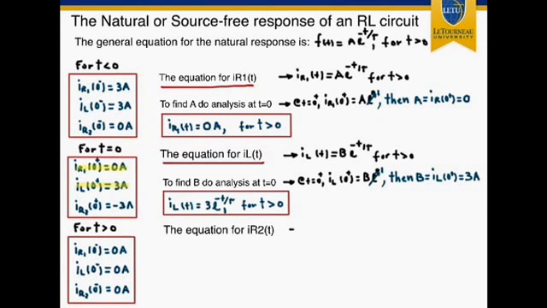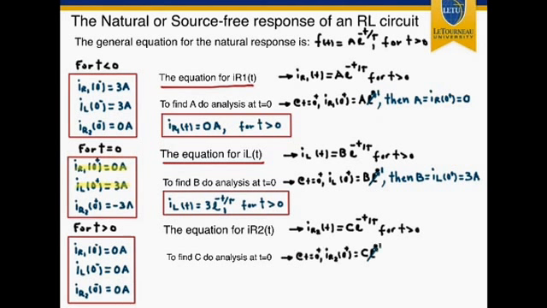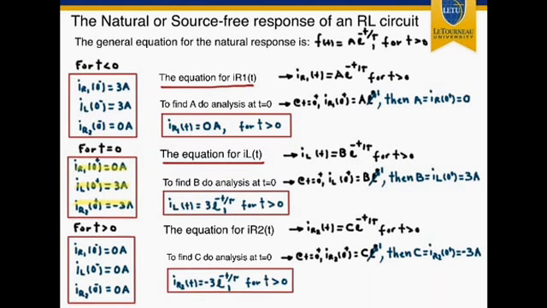Now, for I sub R2, again, the general form of the natural response is I sub R2 is equal to C e to the minus t over tau for t greater than 0. We find the value of C at t equals 0. That C is going to be equal to the initial condition of the current I sub R2 at 0 plus. That value is equal to minus 3, and so we write the equation I sub R2 is equal to minus 3 e to the minus t divided by tau for t greater than 0. And these are the three equations for the currents on the circuit.